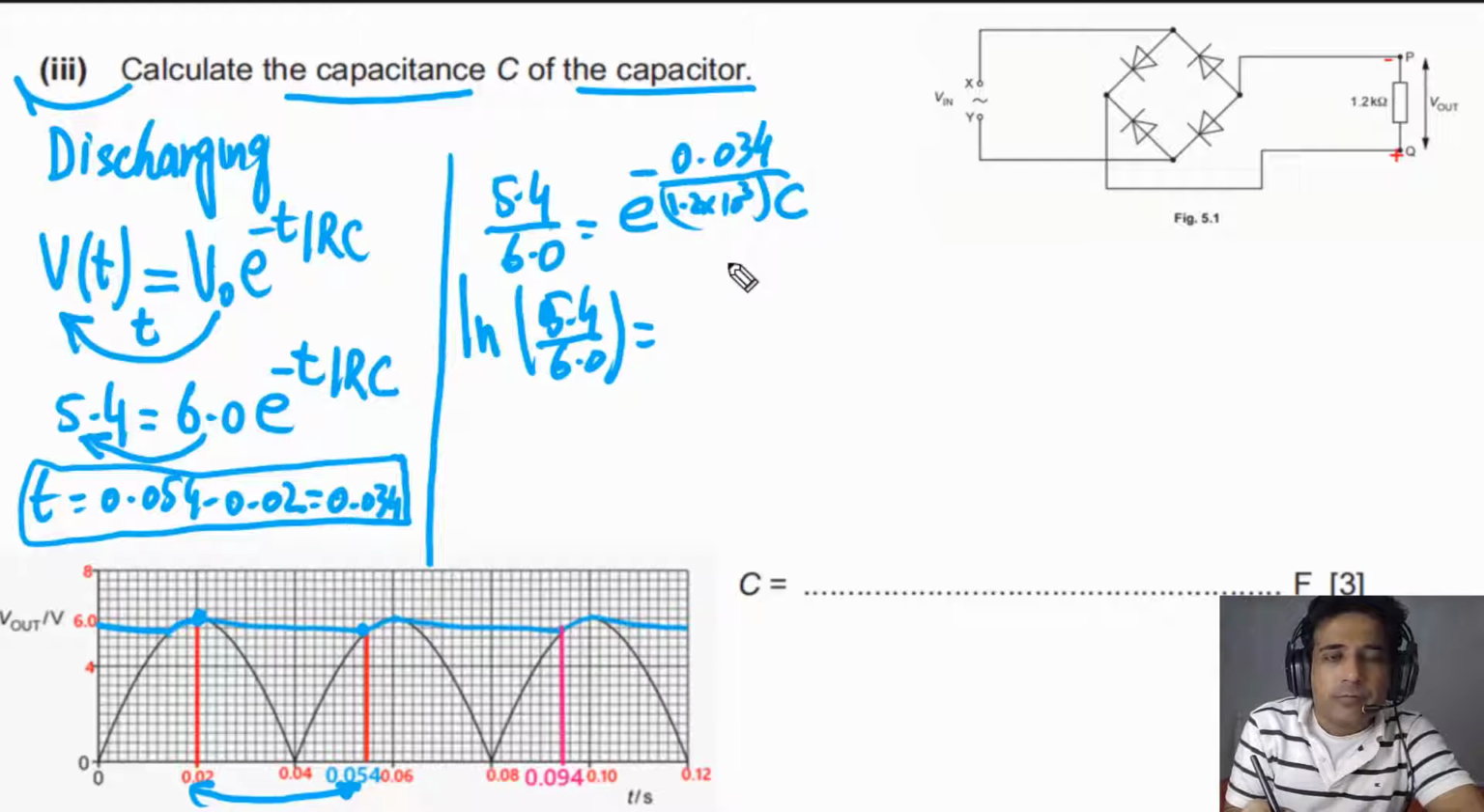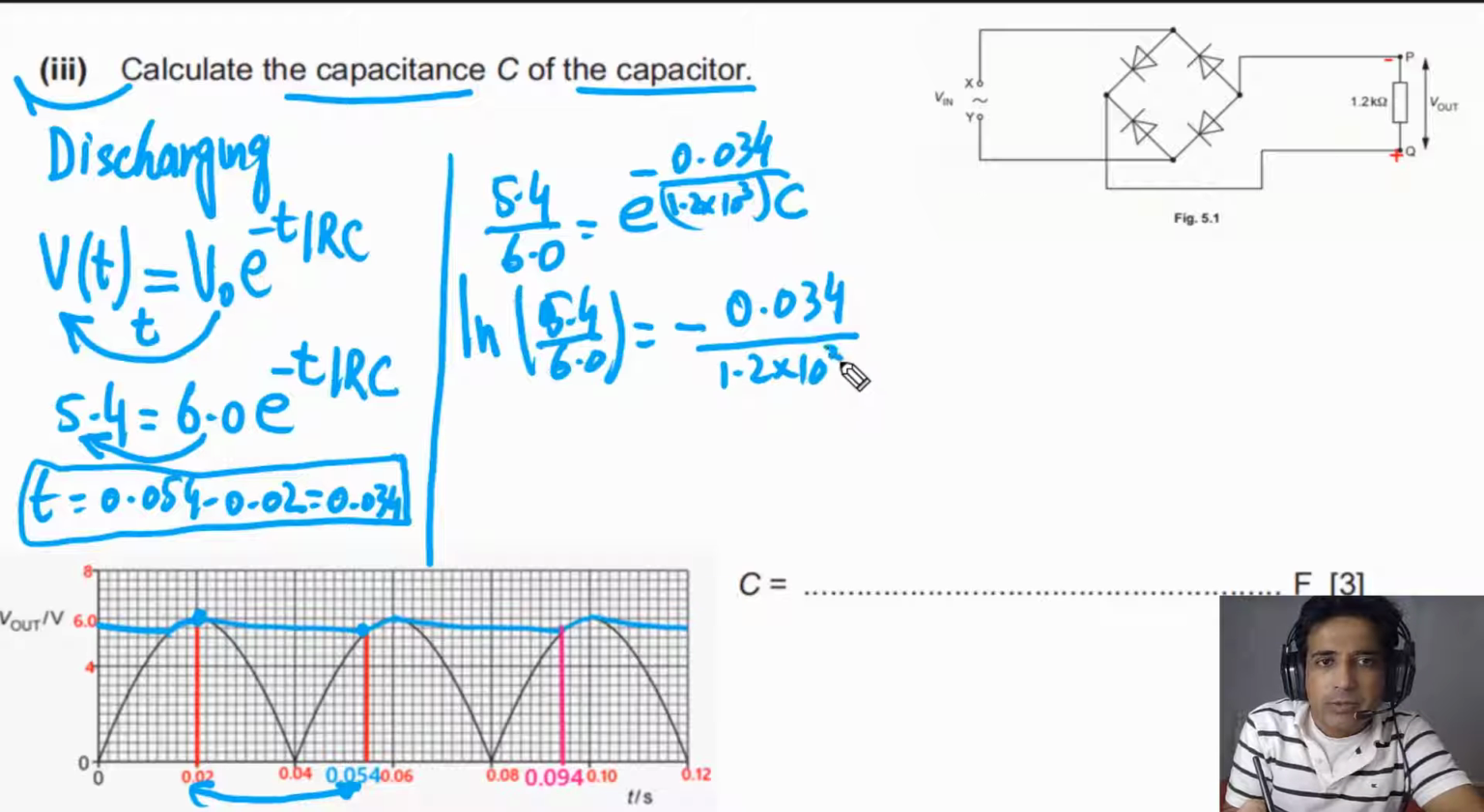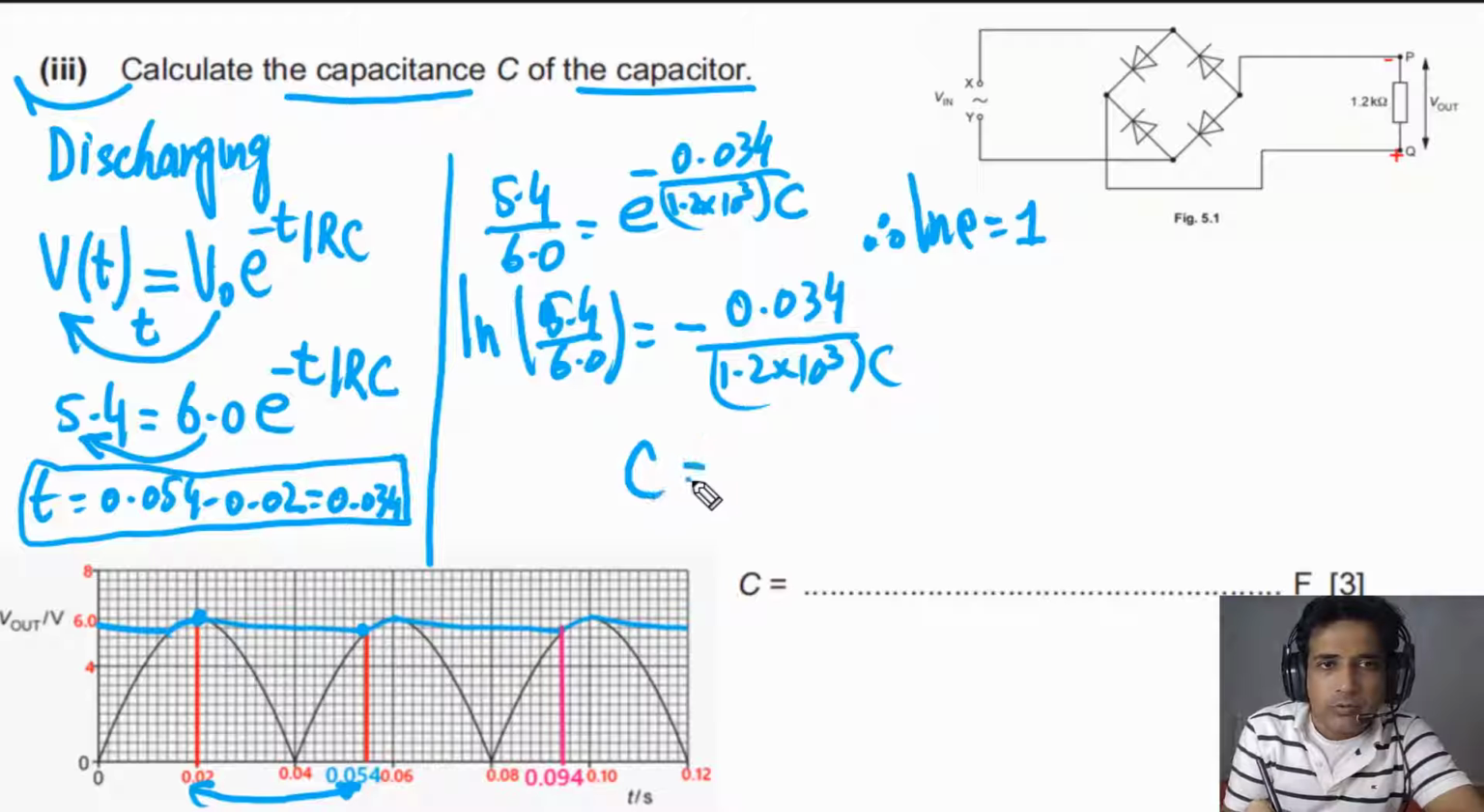This one will be equal to minus 0.034 divided by 1.2 times 10 to 3 times C. ln of e is equal to 1, so that's the reason we have cancelled e, because ln of e is equal to 1. Now we need to find the value of C.